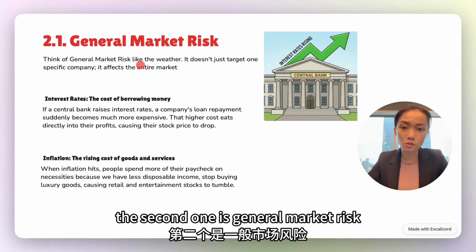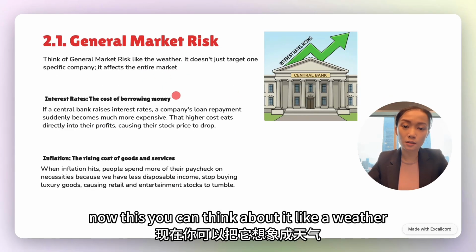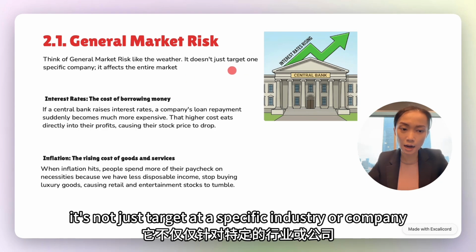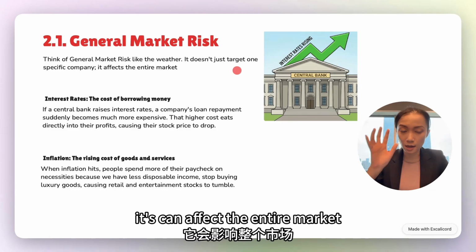The second one is general market risk. Now this you can think of as like the weather. It can be raining or sunny. It's not targeted at a specific industry or company. It can affect the entire market.